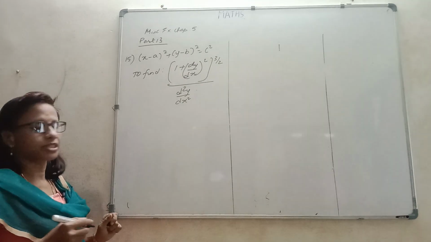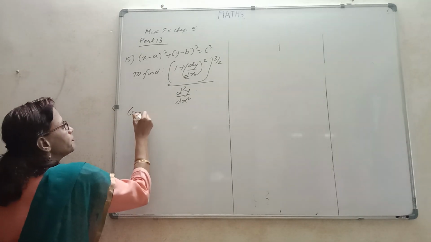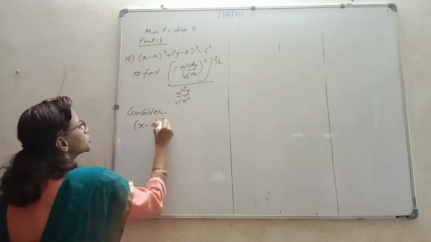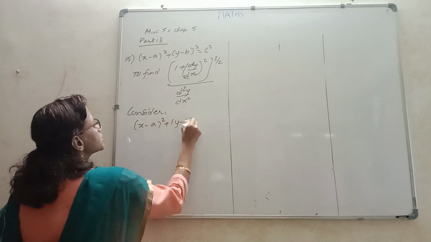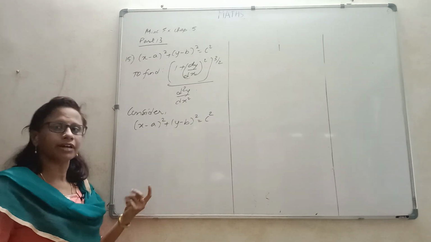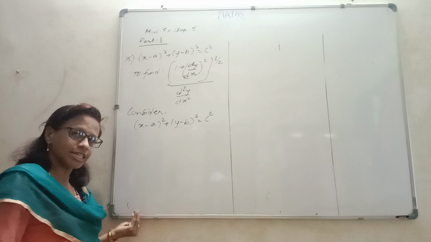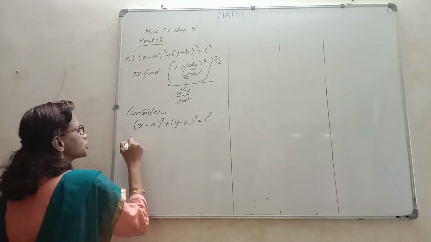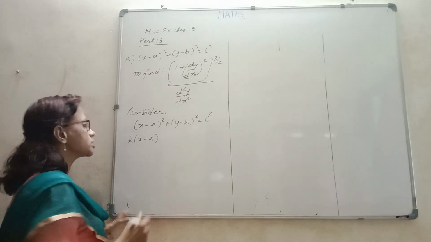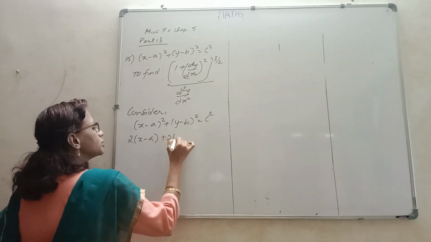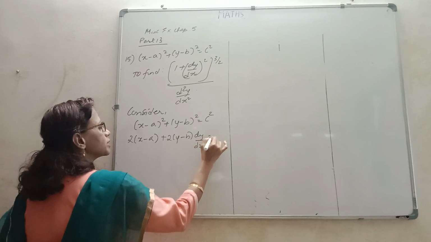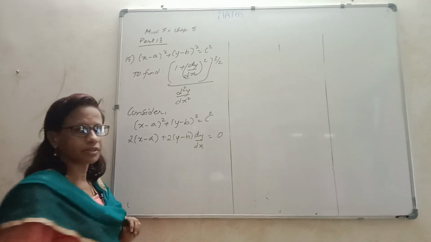Let's start with what is given to us. Let's consider x minus a the whole squared plus y minus b the whole squared equal to c squared. Since we want dy by dx, let's take the derivative. This is an implicit function, so derivative with respect to x gives 2 times x minus a, plus 2 times y minus b times dy by dx. C is a constant, so its derivative is 0.